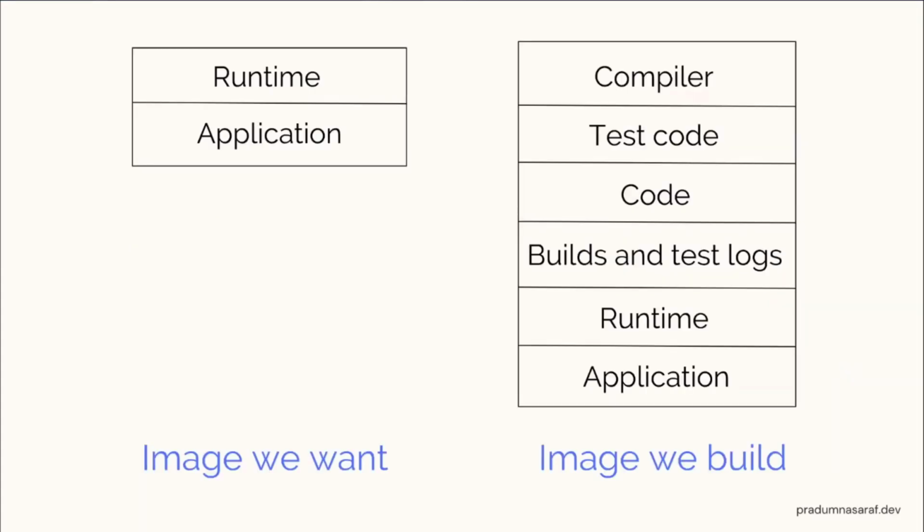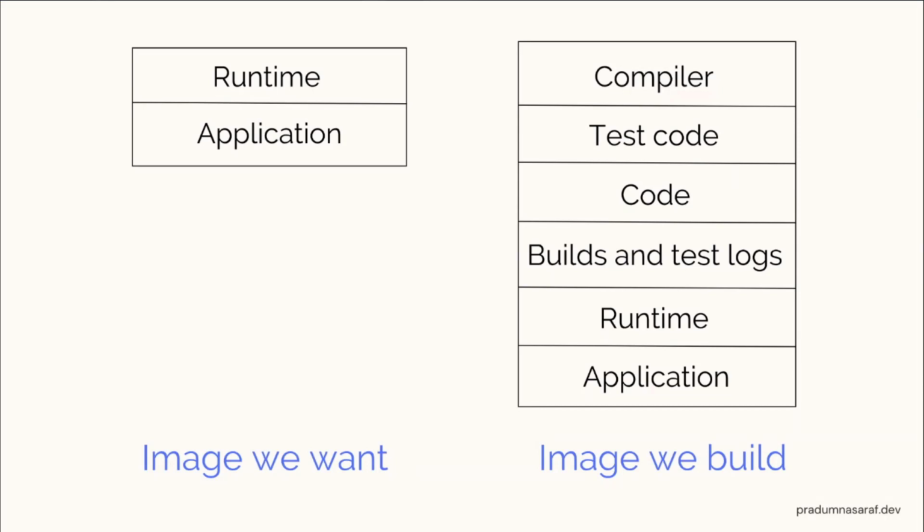So this is an overview, the image we want and the image we build. A good optimized image contains runtime and application. Sometimes it contains one or two elements more, but in general it contains the application and a runtime to run it. The image people generally build, the non-optimized image, contains compiler, test code, build and test logs, runtime and application.